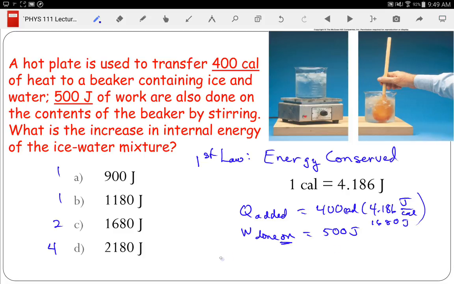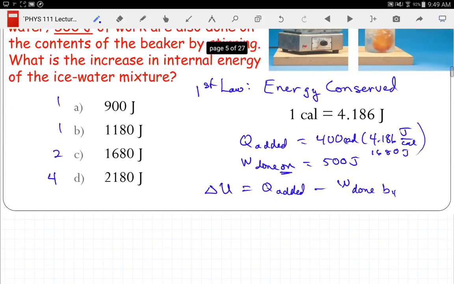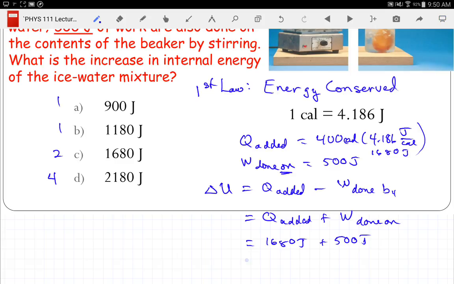So I'm adding both of these. So the change in internal energy is Q added minus work done by, I got an extra loop on my work, which is the same as Q added plus work done on. So that's going to be 1680 joules plus 500 joules equals 2180 joules. So that's how we got that far.